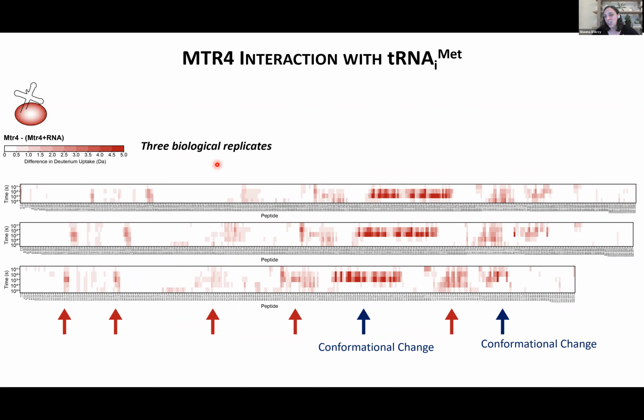Now, what I'm actually showing you here, and this is a long story why we have so much data, is 3 biological replicates. So these are 3 completely independent preps, 3 completely independent experiments, all doing the same thing. The reason I wanted to include it here is that there's often a discussion about how reproducible HDX data is. Well, these were collected over probably a space of 2 years.